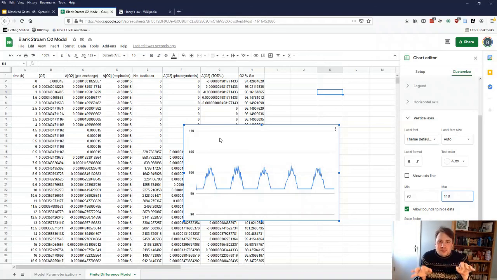I want you to build this model yourself. And in the check-in problems, I'm going to ask you to change some of the parameters that we entered and see how those alter the rates of photosynthesis or the rates of oxygen change in the system. So I want you to be able to qualitatively describe how changing each of these parameters results in changes in the dissolved oxygen level. So I'll see you in class on Monday.